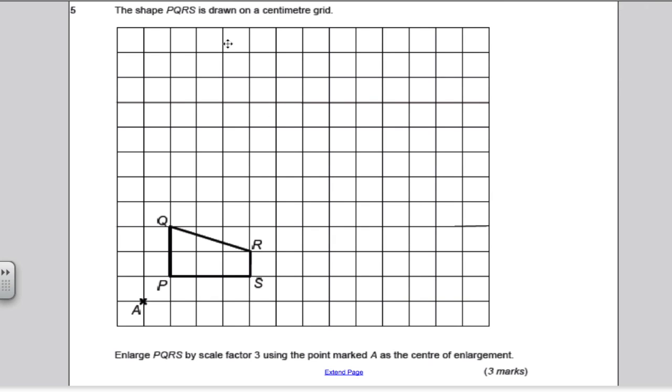Question 5. The shape PQRS is drawn on a centimetre grid. Enlarge PQRS by a scale factor of 3. So key points here are the scale factor of 3, using the point marked A as the centre of enlargement. So A is the key point, the centre of enlargement, and the scale factor is 3. That means we're going to increase this shape by a factor of 3. We're going to multiply each of the sides by 3, and it's all going to be done through this centre of enlargement. A couple of ways of doing it.